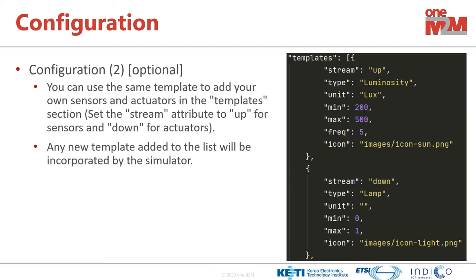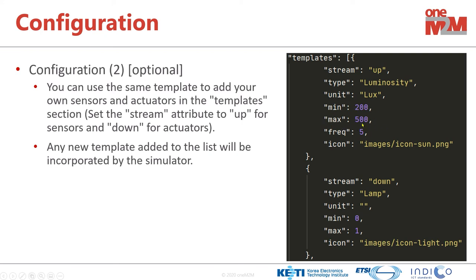And the other configuration is the templates. So basically, you can add new types of sensors or actuators. When you see the stream up and down, for the up, when you want to add more sensors, you will use the up for the stream key. And those are pushing all the data to the platform.